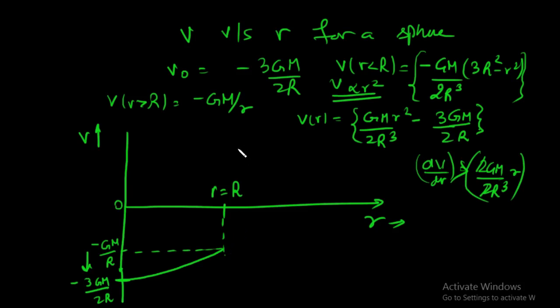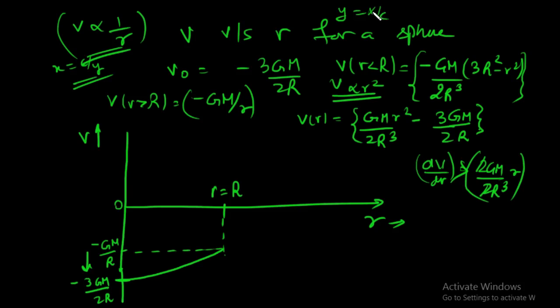Okay. So after r is greater than R, we see that the curve changes and V becomes proportional to 1 by r. This is actually a hyperbola, when x equal to c by y, or we can say y equal to c by x. This means when x reaches infinity, y would reach 0. When y reaches infinity, x would reach 0. This kind of curve will be obtained. So this means when r reaches infinity, then V should reach 0. This means the curve should be like this. Okay. This is the curve. Alright. This is the curve of V versus r for sphere.